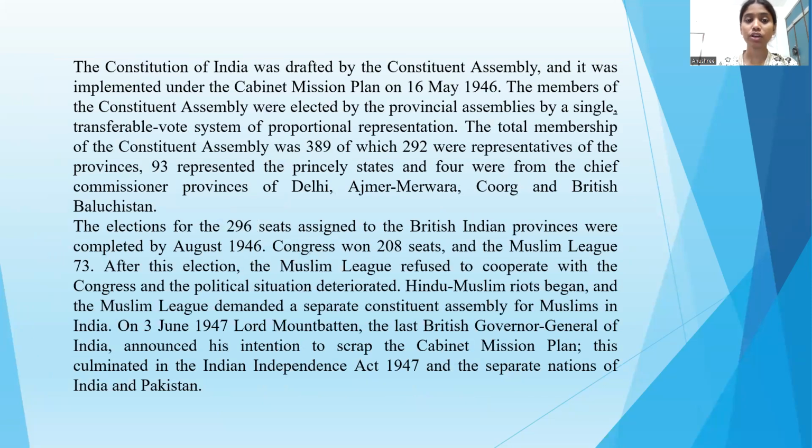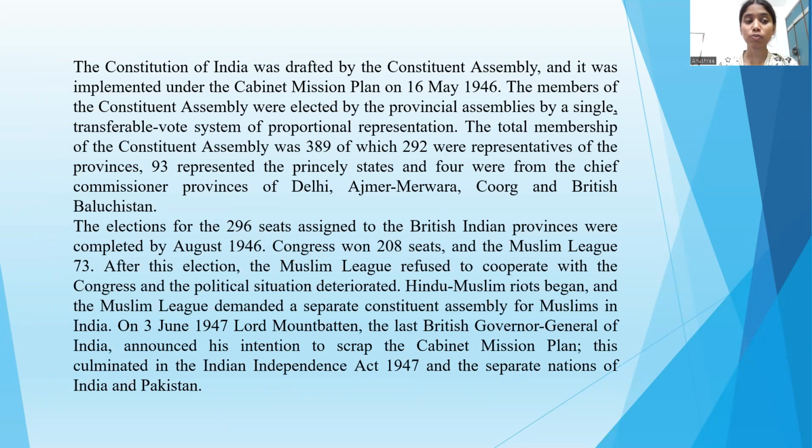The Constitution of India was drafted by the Constituent Assembly, and it was implemented under the Cabinet Mission Plan on 16 May 1946. The members of the Constituent Assembly were elected by the provincial assemblies by a single transferable vote system of proportional representation.